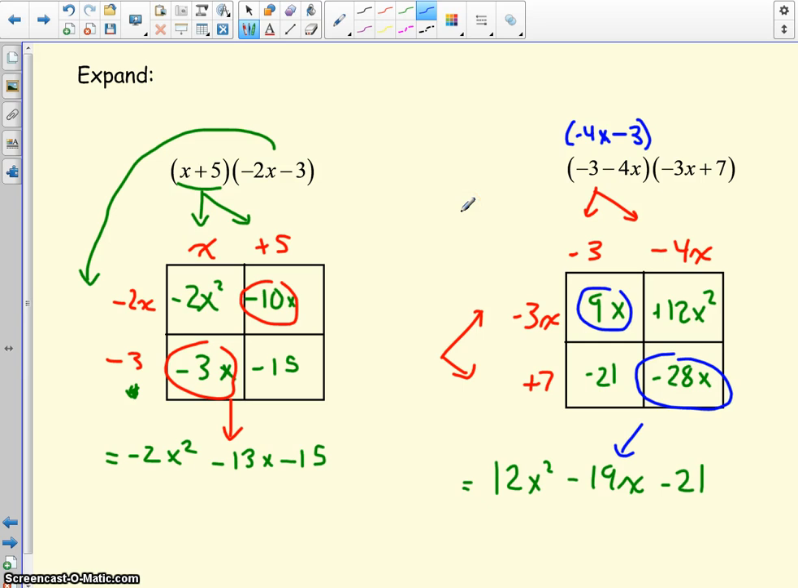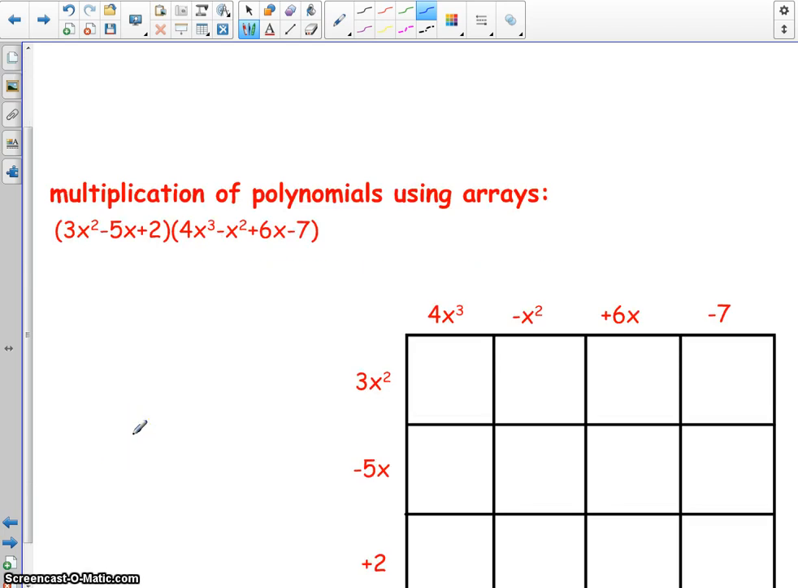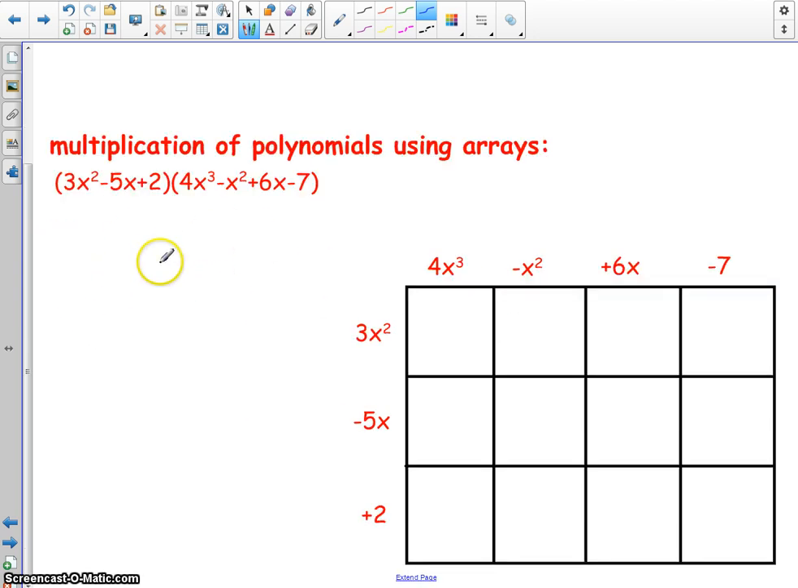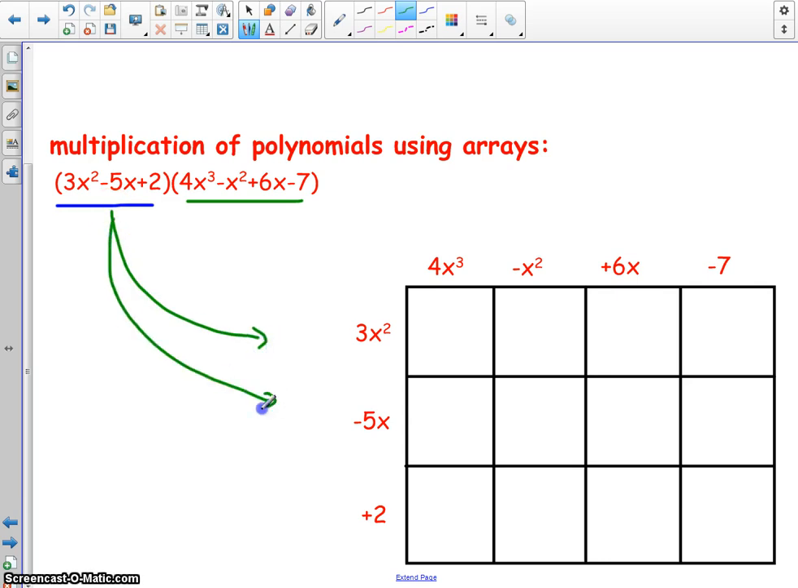Most of what we're going to be doing in grade 10 is binomial times binomial, but the nice thing about using arrays is that it's very easy to expand this out to larger polynomials as well. So here's something that's actually a lot more complicated to look at. It's a 3-term polynomial multiplied by a 4-term polynomial, but it's the exact same concept, so we're just going to have a bigger array. So here I'm going to have 3 rows for 3x squared minus 5x plus 2, and for this 4-term polynomial I'm going to have 4 columns. So again, just a larger array, but the idea is still the same.